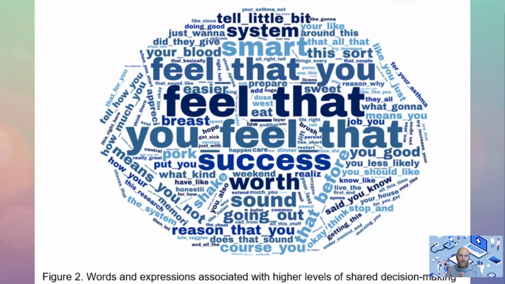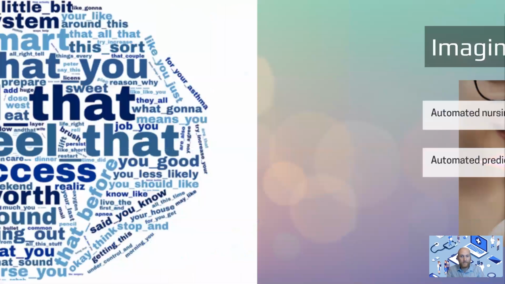So this is an example. These are some of the words that the computer was able to identify as predictive of shared decision-making. And you can see that some of those words make a lot of sense. They are very likely to be included in shared decision-making. So when good shared decision-making is implemented, those words basically should be present in the conversation.